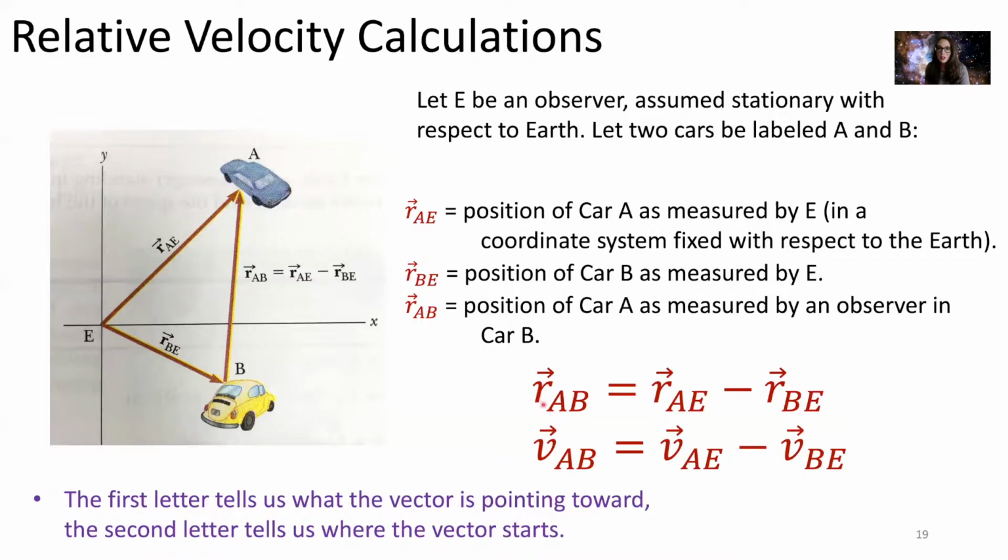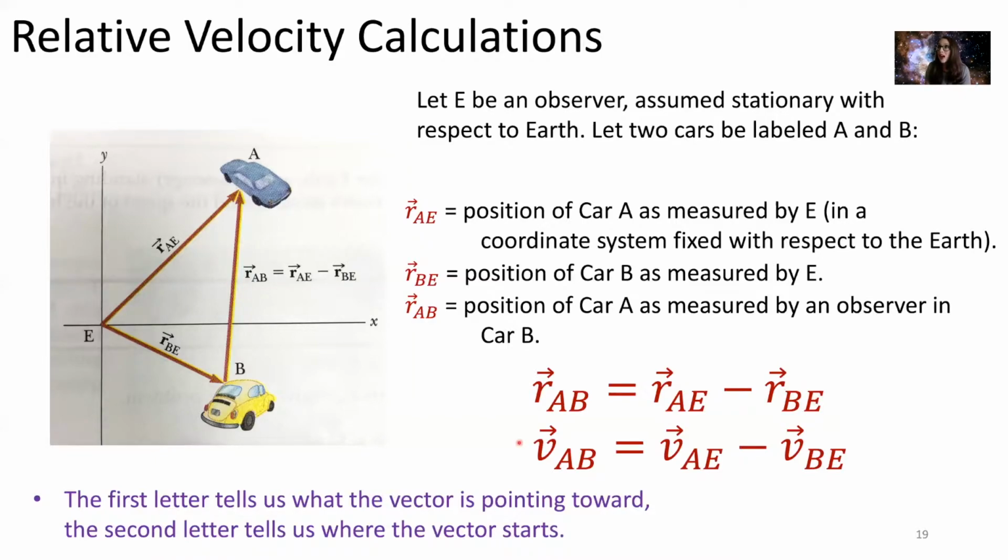So the position of car A relative to car B is equal to the position of car A relative to our stationary observer minus the position of car B relative to our stationary observer. And so the order in which you subtract them matters. If we were looking for the position of car A relative to car B, then we have to put first on the right-hand side of the equal sign the position of car A, that's that first subscript here, with respect to the stationary observer, minus, now we've got our second subscript, the position of car B with respect to our stationary observer, okay?